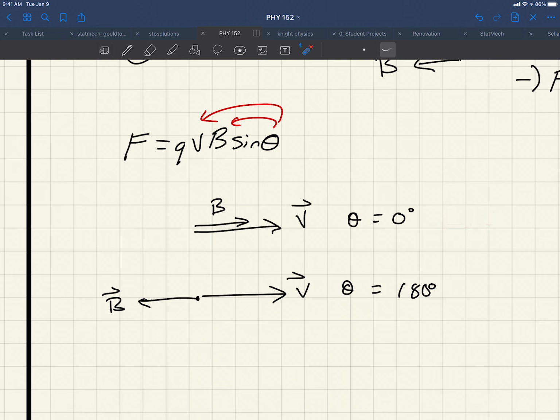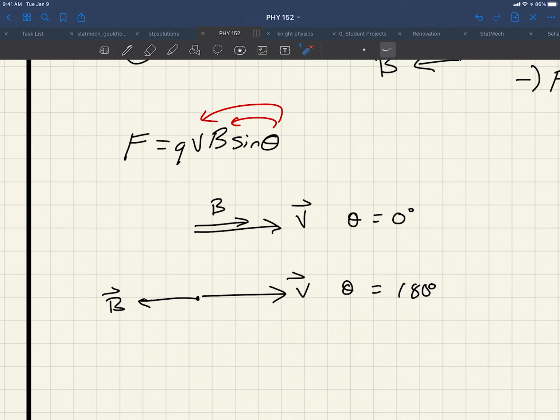That is, we're never going to develop a force when the magnetic field and the velocity are in the same direction. Similarly, if the velocity is this way and the B field is that way, what are we going to find out? We're going to see that theta is 180, and of course we all remember that sine of 180 is equal to 0, so therefore the length of the force will be 0, therefore there will be no force produced.